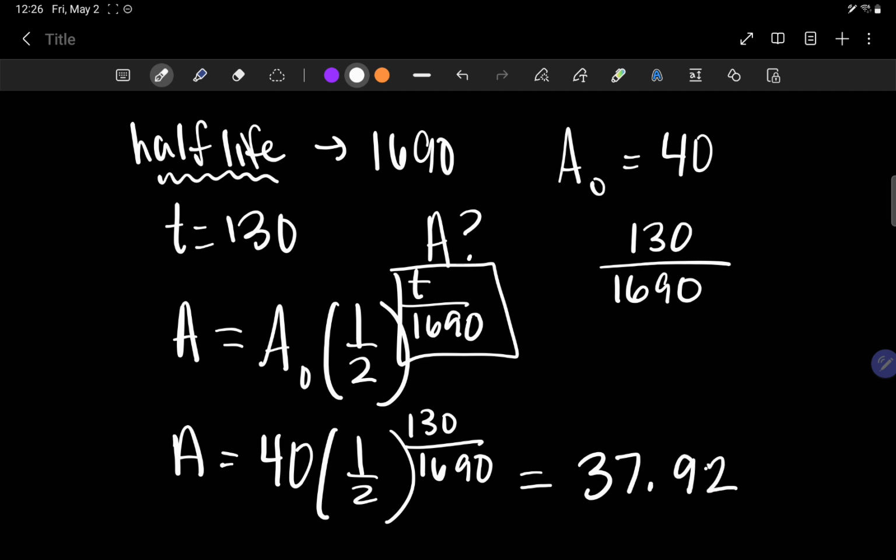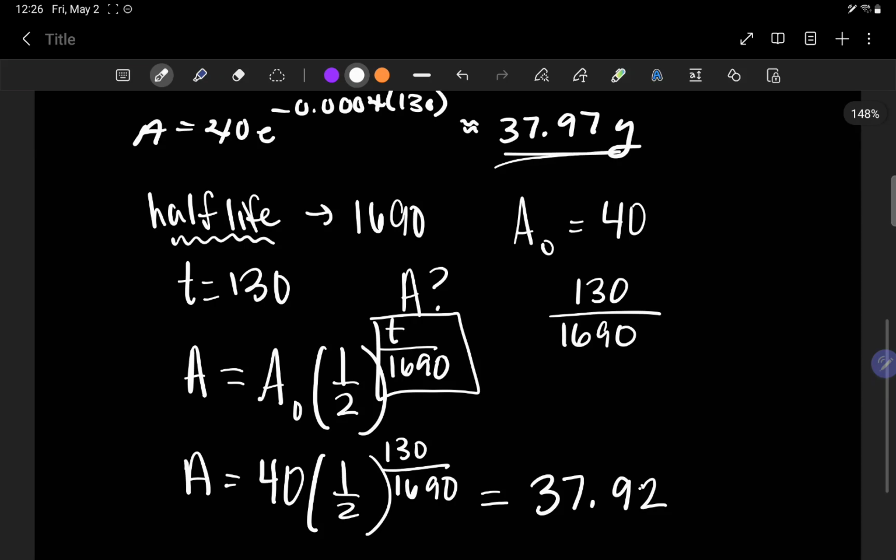0.92. It's not 100% close to what he had, because we rounded the decimal. We had some rounding in the way I did it, so that's why our answers vary a little differently.